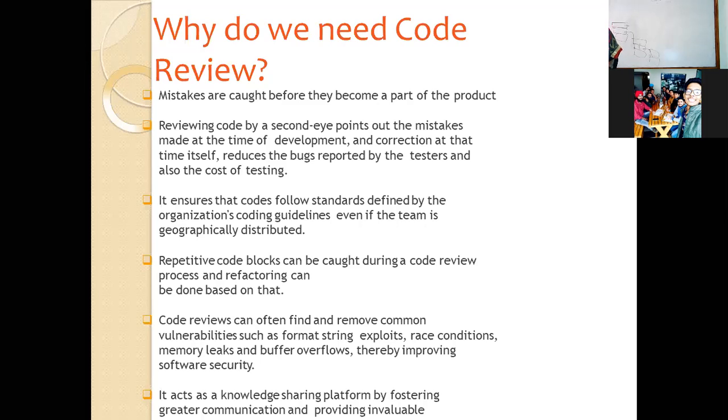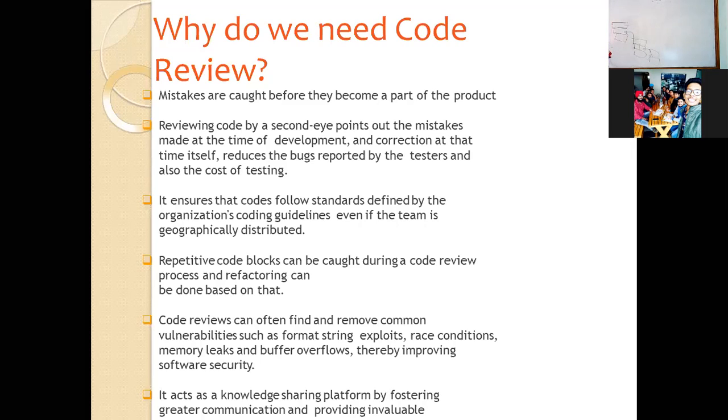Second, review code by a second eye point. Code review is not done by the developer; it is done by another person. That is called the second eye point, to find the mistakes made at the time of development and correct them at that time itself. If I am not able to find an error just because I created the code, another person may find it. It reduces the bugs reported by the testers and also the cost of testing.